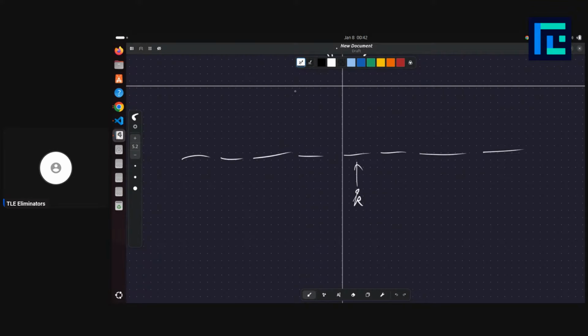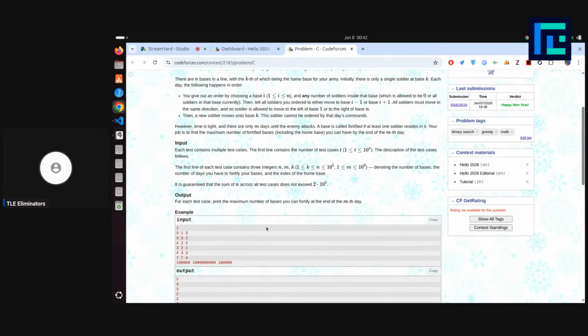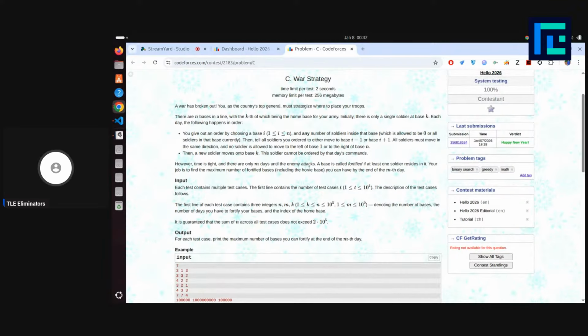That is one idea. But still it is not very clear how we should distribute them. If we have m days, how do we maximize the number of camps that we can fortify? First of all, we have to notice that the constraints on n are up to 1e5, and the sum of n is also 2e5 only. So basically, we can do O(n). Even though the input is O(1), they are allowing us O(n) solutions, right? So we will think in that direction.